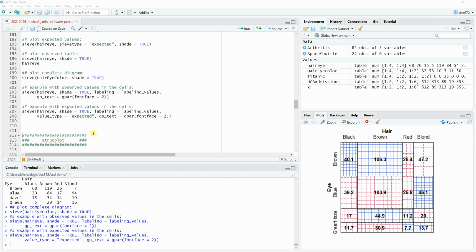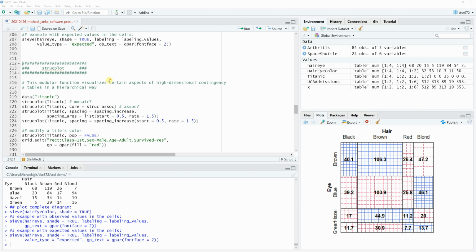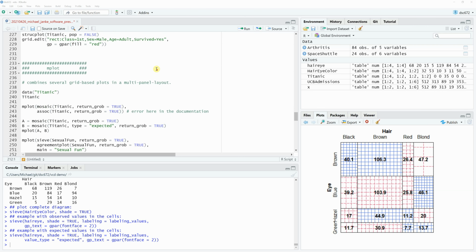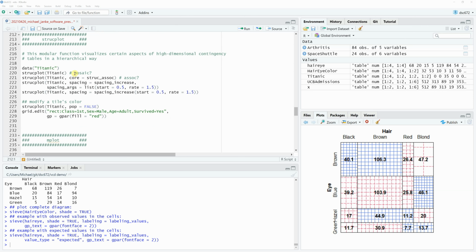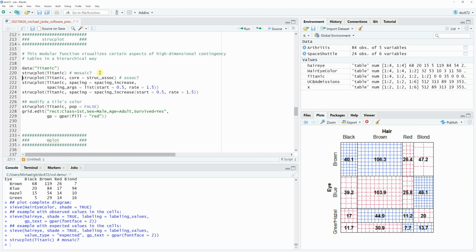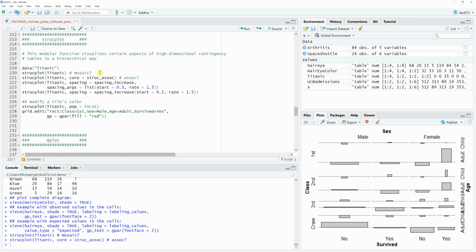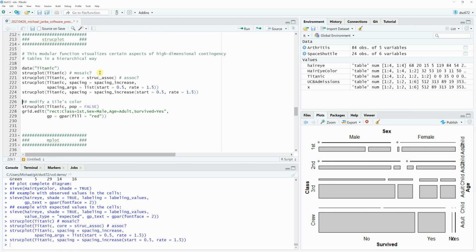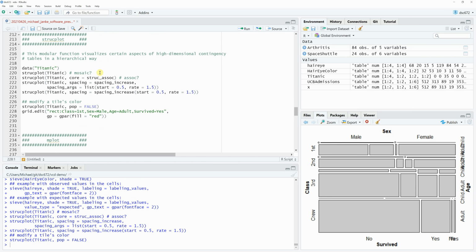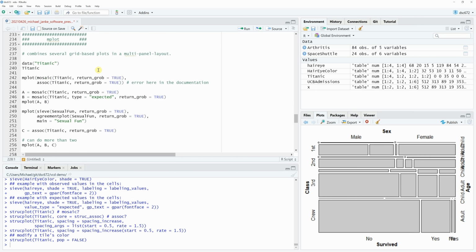Okay, we're actually going to skip struct plot and move to MPlot. The reason we're going to skip that is that it's really just other ways to define plots that we've already looked at. It's more of an under the hood type of function that it's doubtful you would call directly. So we'll move on to MPlot.